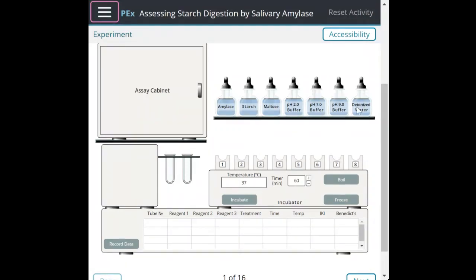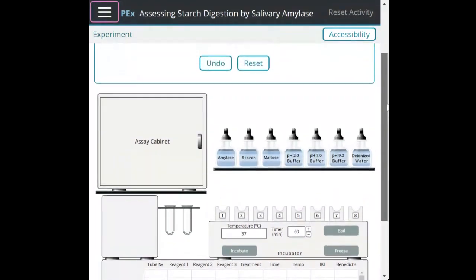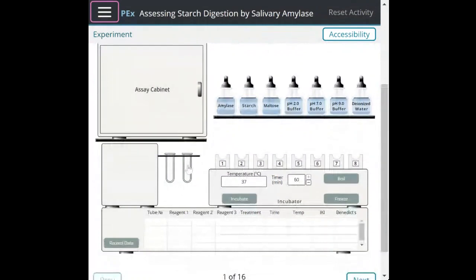We also have some DI water, and then some solutions at several different pHs, a pH 2, a pH 7, and a pH 9. So we're going to look at how pH affects the activity of the amylase, and you'll also see we have a little boil and a little freeze button. So we're also going to investigate how boiling and freezing will affect our enzymes. So I'm just going to click through it here. See, we're adding in our test tubes.